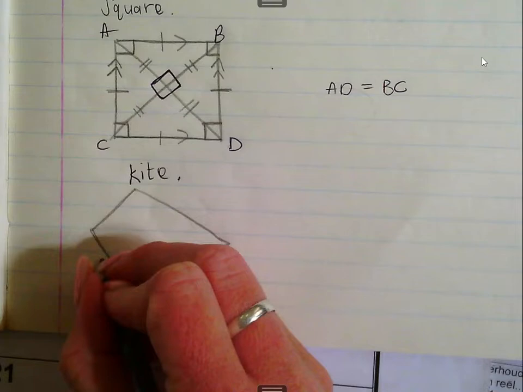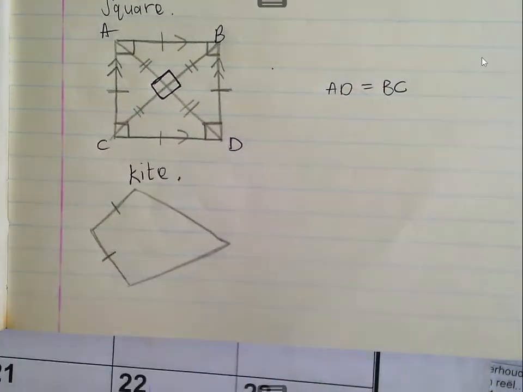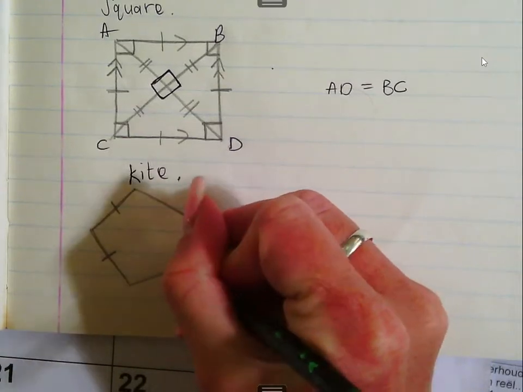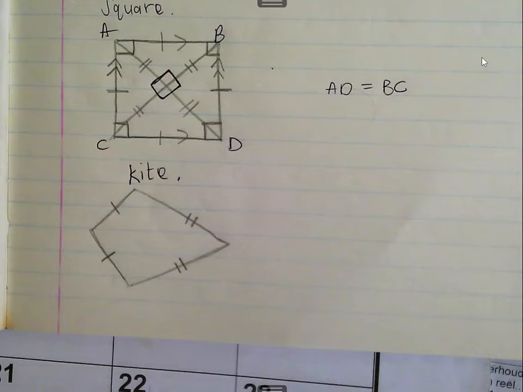Okay, if we look at the kite, we see that these two sides are equal. Two pairs of adjacent sides equal. So do you agree a square can also be a kite? And a rhombus can also be a kite? Okay. But the kite doesn't necessarily have to be a rhombus or a square.